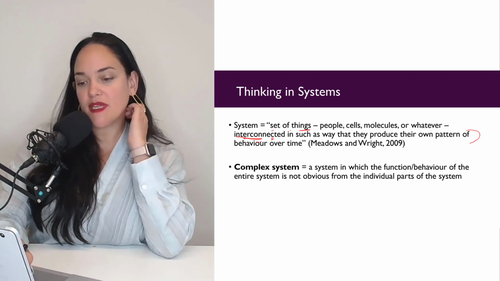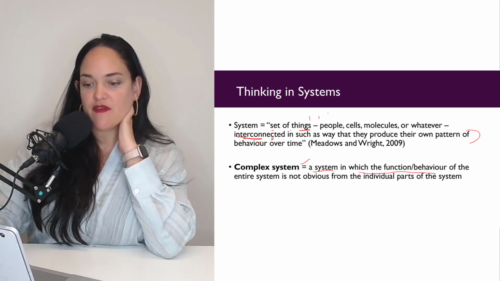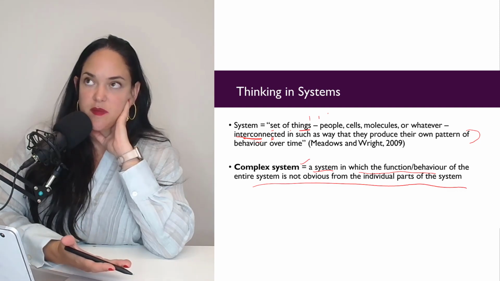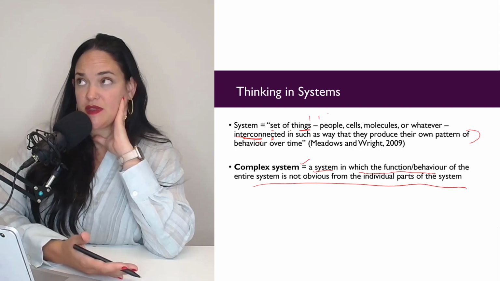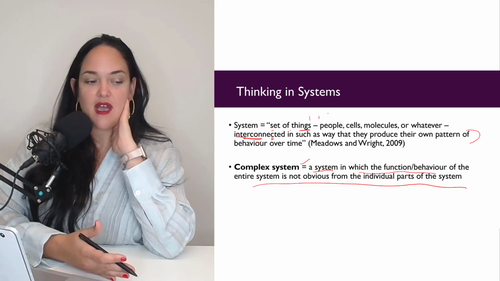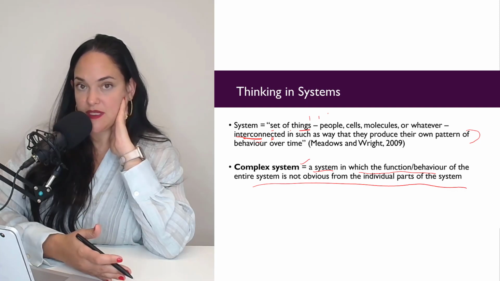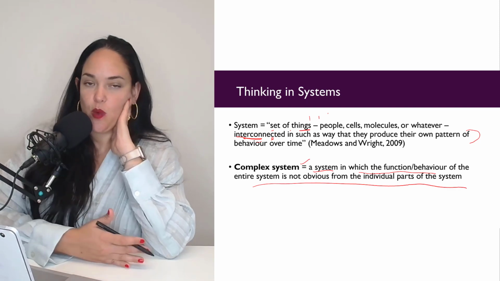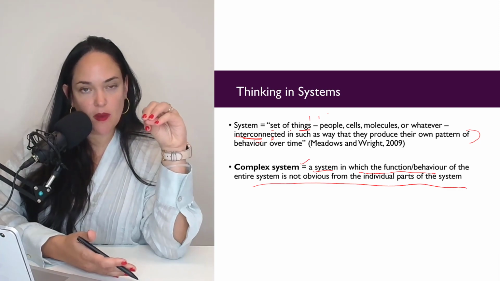Okay, so a complex system is a system, we just learned what a system is, in which the function or behavior of the entire system is not obvious from the individual parts of the system. So for instance, if I'm using obesity again, which is a complex system, especially at the population level, but also at the individual level, if I were to just look at someone's physical activity behavior, that doesn't paint the entire picture of what's leading to their current level of adiposity. Even if we just look at what they eat one day, or what they eat for lunch, or how much sugar a person's taking in, that doesn't give the full picture.